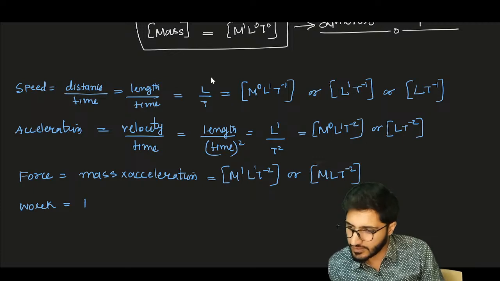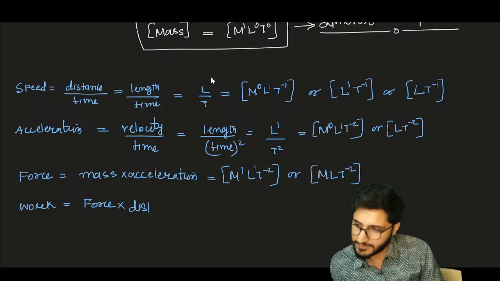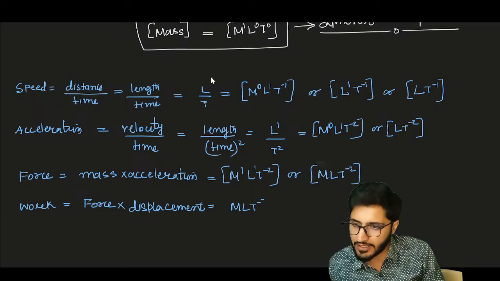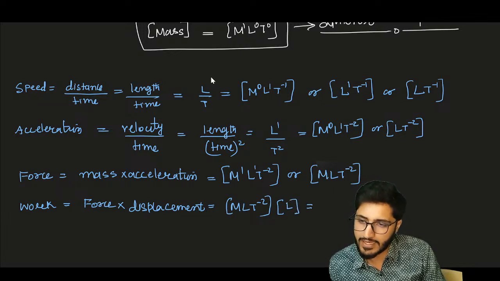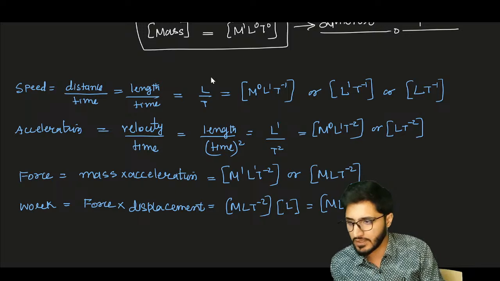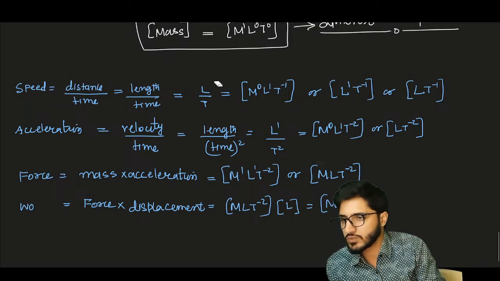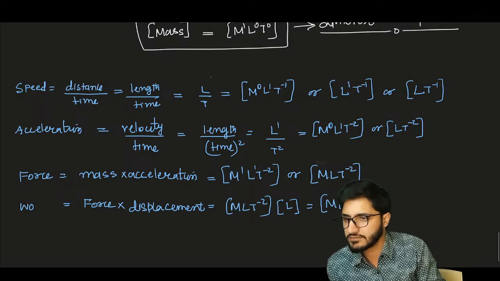So for work, what is work? Work is force into displacement. Force we are having MLT minus 2. Displacement means length, it is L. So I can write it as ML2T minus 2. Okay? It is work, no? It is work.